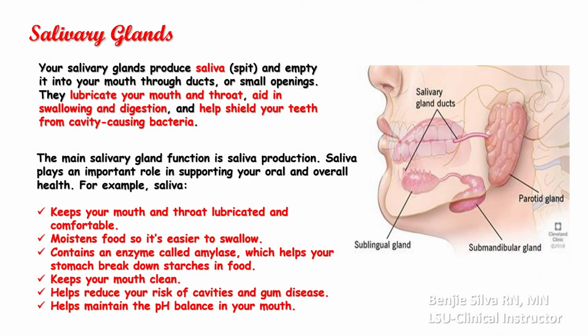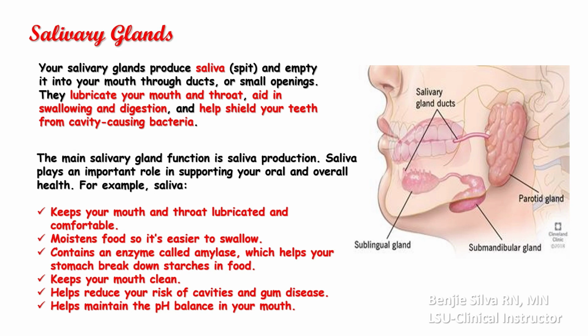Your salivary glands produce saliva and empty it into your mouth through ducts, or small openings. They lubricate your mouth and throat, aid in swallowing and digestion, and help shield your teeth from cavity-causing bacteria. The main salivary gland function is saliva production. Saliva plays an important role in supporting your oral and overall health.